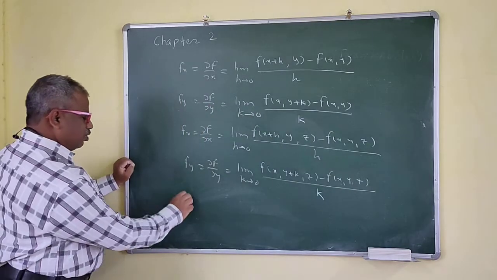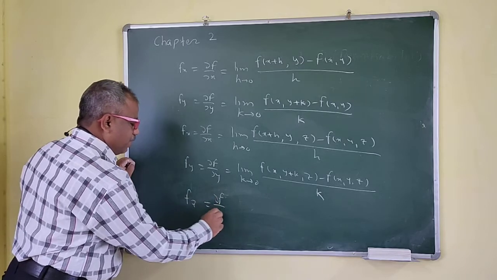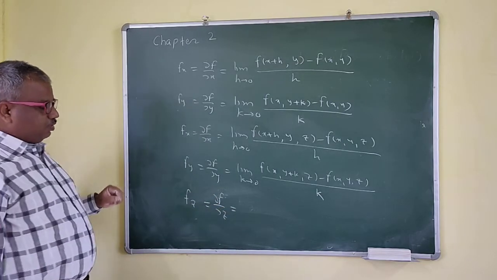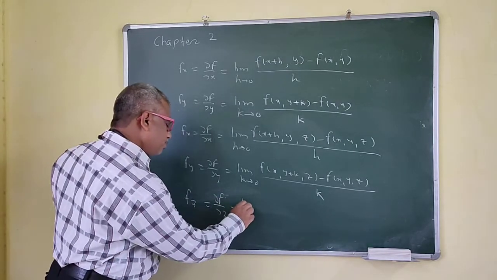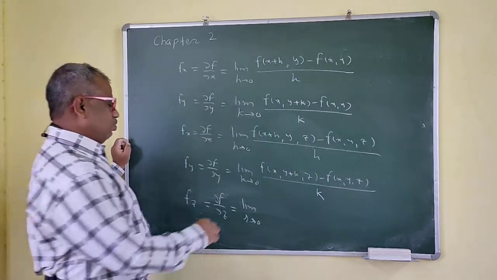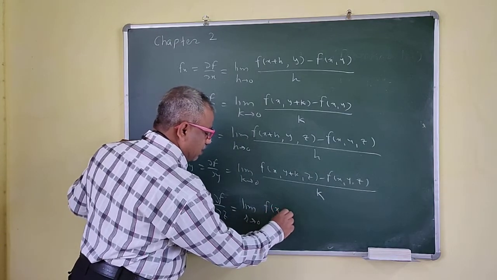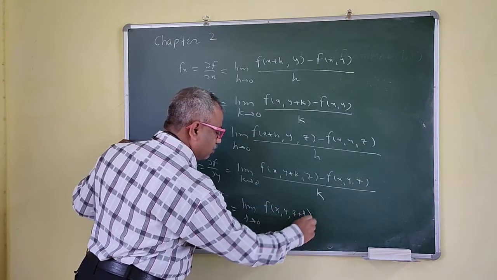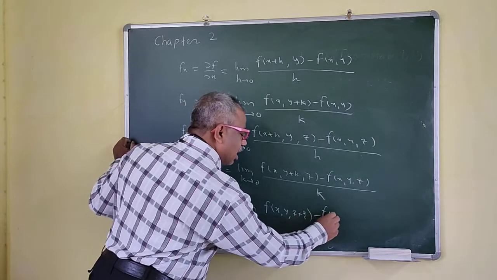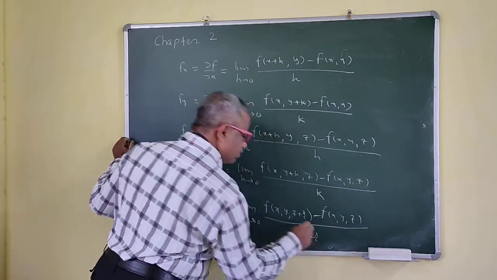Suppose you have to differentiate with respect to z now. This is the partial derivative with respect to z. Dou f by dou z is equal to limit r tends to 0. Whatever the letter we will use, r tends to 0. We have to increase your y, z coordinate by r now. f of x, y, z plus r minus f of x, y, z upon r.